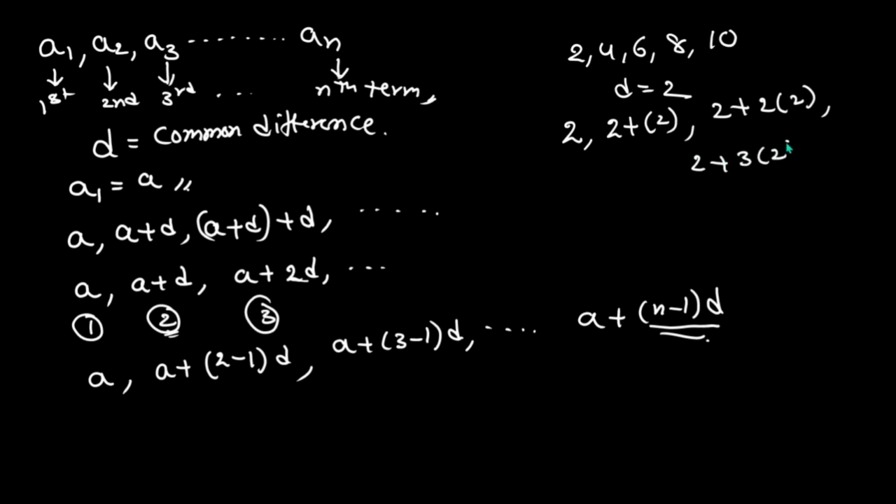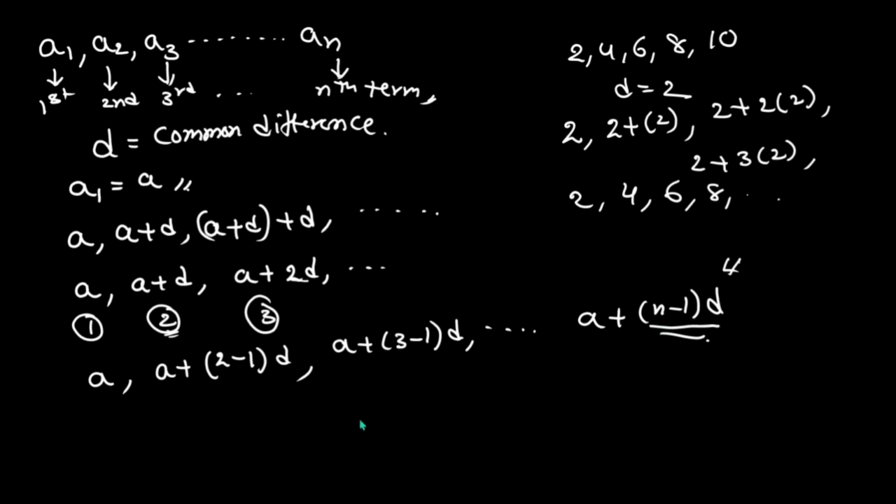3 into 2. Okay. So if you see here, this is a 2 and 2 plus 2 is 4. Again, 2 plus 4 is 6. Again, 2 plus 6 is 8. Okay. You will get the same series as above. That is the reason when you are writing the nth term, you need to add the n minus 1 common differences. That's called n minus 1 into d you need to add.